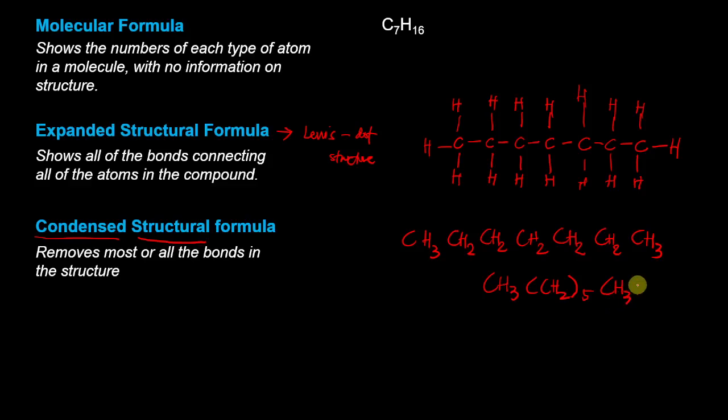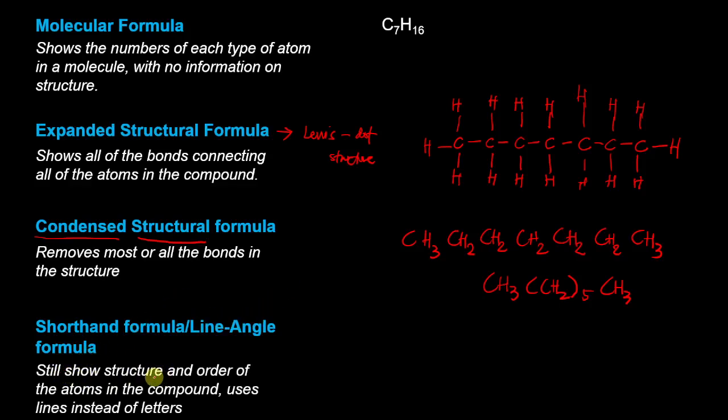So the most commonly used type of formula for most organic compounds is the shorthand formula, or the line angle formula. This still shows the structure and order of the atoms in the compound, but here it uses lines instead of letters. For example, here we have 7 carbons, so we draw it like this: 1, 2, 3, 4, 5, 6, 7. This one is the line angle formula, also known as the skeletal formula.